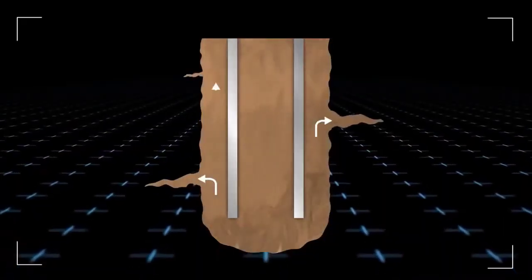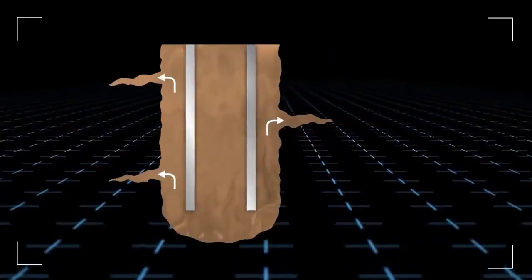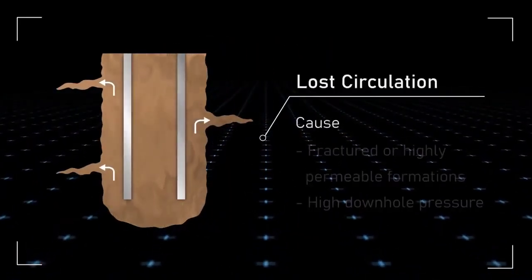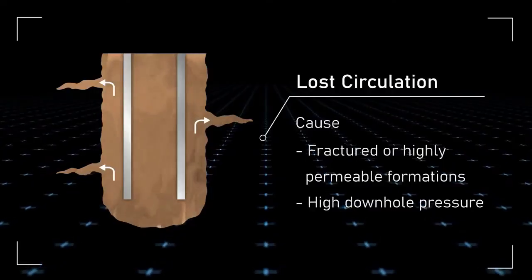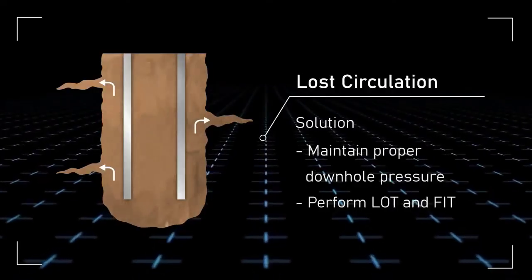Lost circulation occurs when an uncontrolled flow of drilling mud into the formation is experienced. Preventing lost circulation requires managing the drilling fluid density and adding lost circulation material.